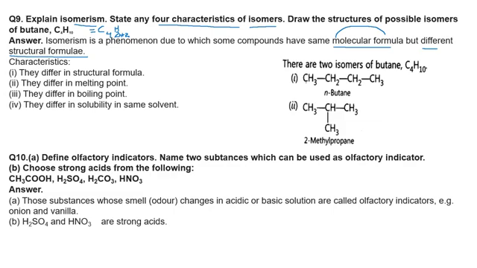So structural formula affects physical properties or physical characteristics, right? They differ in structural formula. Now, what are the physical properties? Melting point is a physical property, boiling point is a physical property. So they have different melting points and different boiling points. They also differ in solubility in the same solvent. Solvent can be alcohol, so their solubility differs in alcohol.